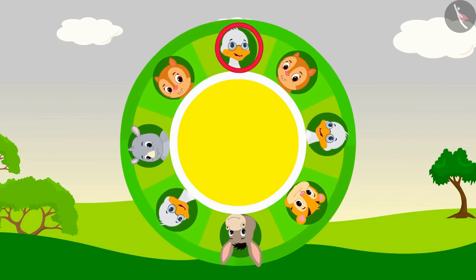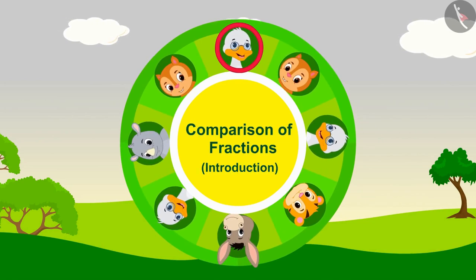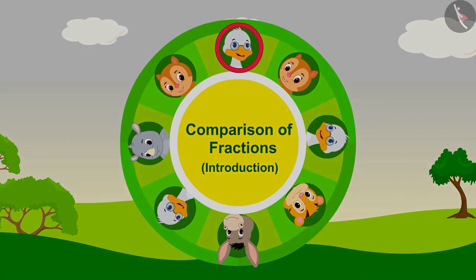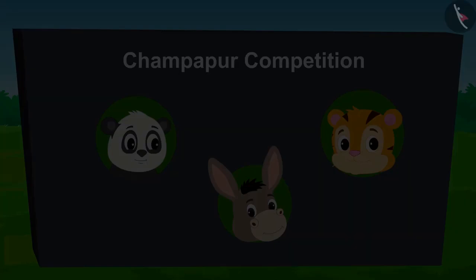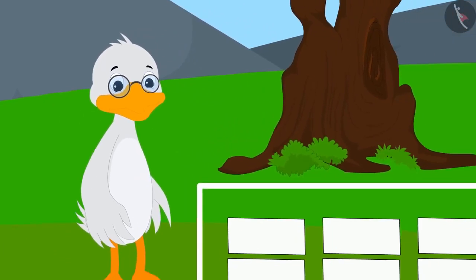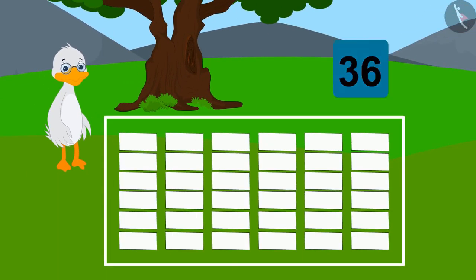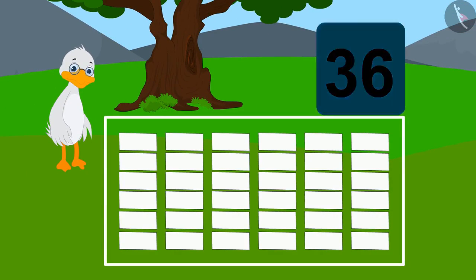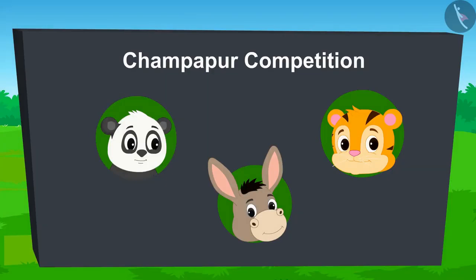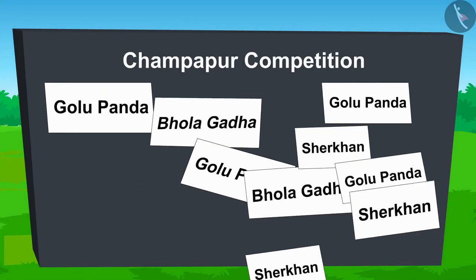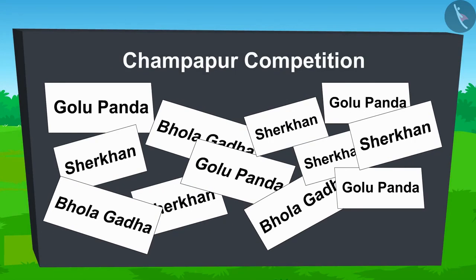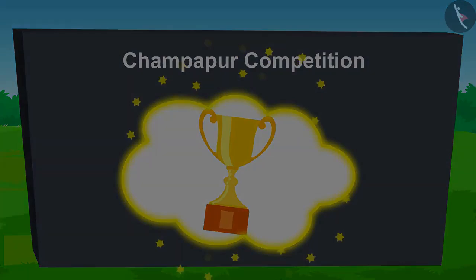Hello children, in this video we will learn to compare fractions. Today a competition is going on in the village. Uncle has scattered a total of 36 pieces of paper in a rectangular area here. All the contestants will be given 1 minute time in the competition. The contestant who writes his name on the most pieces of paper will win the competition.